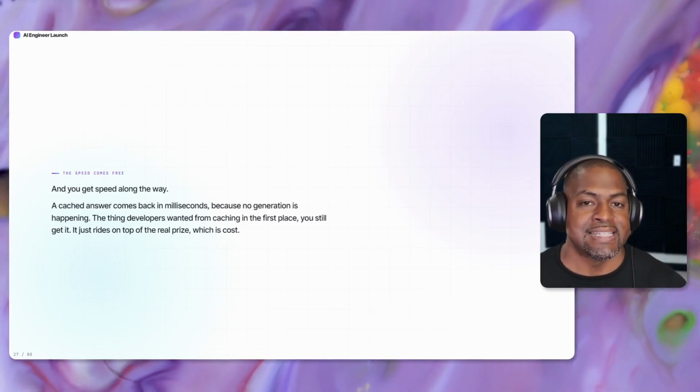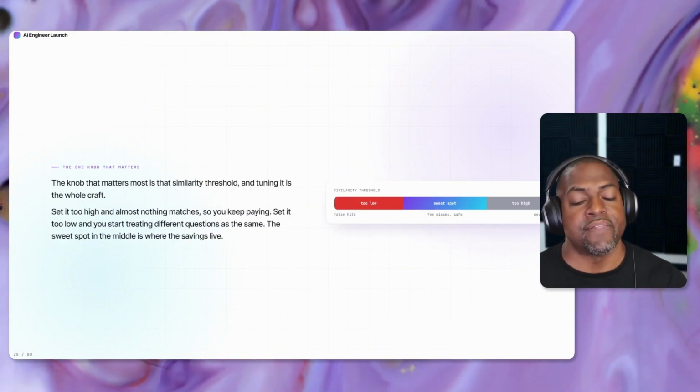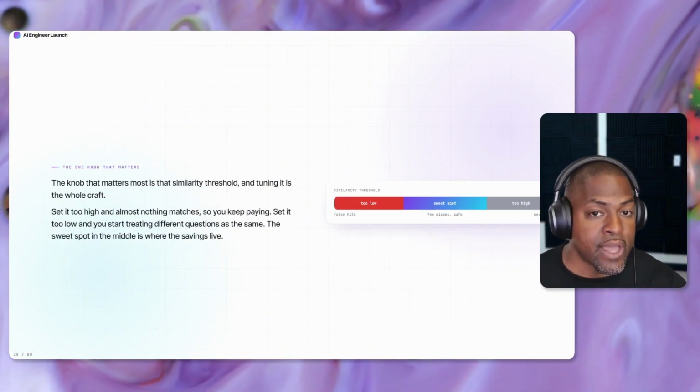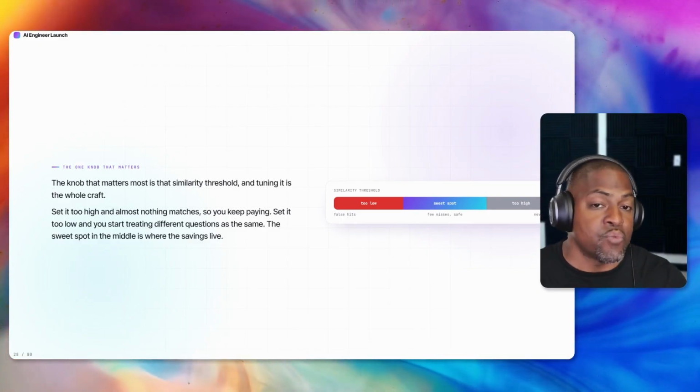The knob that matters most is the similarity threshold, and tuning it is the whole craft. Set it too high and almost nothing matches, so you keep paying. Set it too low and you start treating different questions as the same. The sweet spot is in the middle. That is where the savings live.